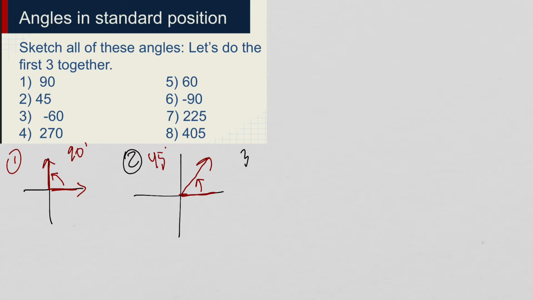Number three, I'm doing negative 60 degrees. So that's a negative angle. So a negative angle, again, still initial side is on the positive x-axis. It's going to be going clockwise this time. And here we go, down somewhere in between, a little bit more than negative 45, so that's negative 60 degrees there. All right, you guys go ahead and do 4 through 8. Come back and take a look at the angles and see if you got them right.